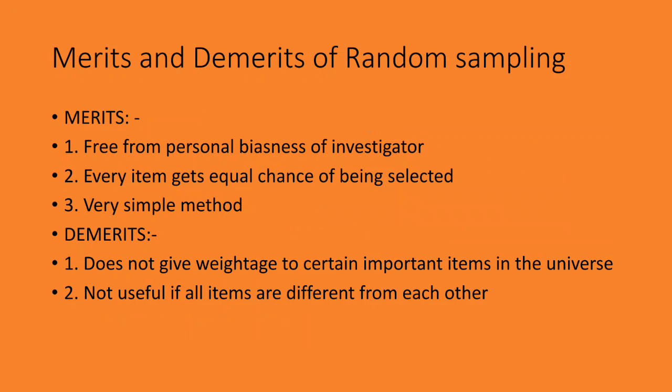The merits and demerits of random sampling are, first of all, let's discuss its merits. It is free from personal biasness of the investigator. Every item gets equal chance of being selected, and it's a very simple method. The demerits of this method are, it does not give weightage to certain important items of the universe, and it is not useful if all the items have different features.